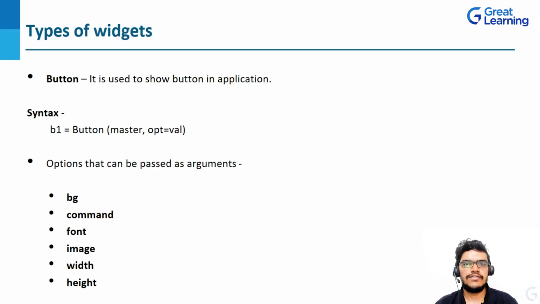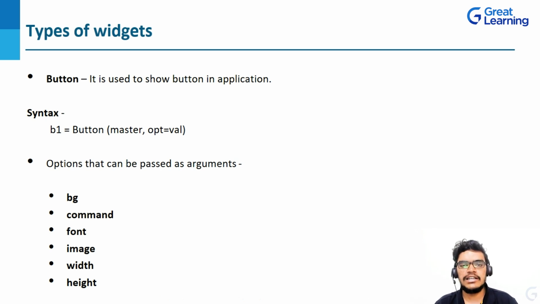The next widget that we're going to discuss is Button. Basically, Button is used to display a button in an application, and it also has a very simple syntax. We just write Button, making sure that B is capital, and then instead of master our main window will be there, and in options we can pass several arguments such as bg, command, font, image, width, and height. Here we can also use command. When we create a function, we will assign that function name to the command. We will understand it better while doing the coding part.